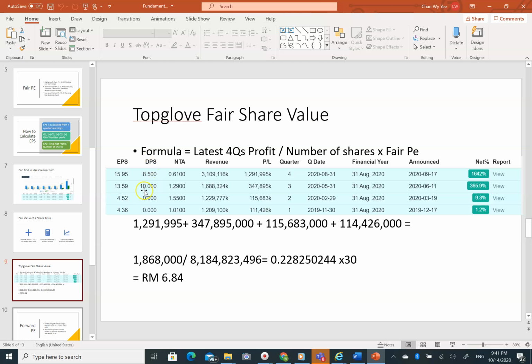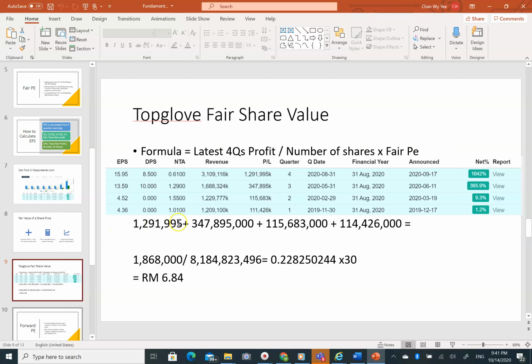Okay, so if you look at all these quarters, the profit we add it up together. This is quarter 4, 3, 2, and 1. We will get a total of 1.868 billion divided by 8.1 billion number of shares. We get an EPS of about 22 cents per share. So the fair PE is 30. Actually, the fair share value for Top Glove now is 6.84.